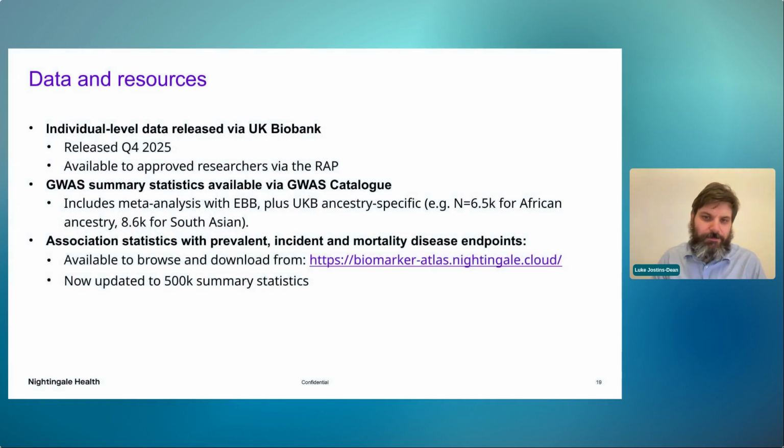We've also made a website, so if you don't have access to the data, you can look up the associations yourself for individual biomarkers and diseases. So this allows you to look up any disease that we've studied for its metabolic association with prevalent disease, i.e. when you currently have it, incident disease, i.e. will you get it in the future, and mortality disease endpoints, i.e. will you die of them. That's available from that URL.